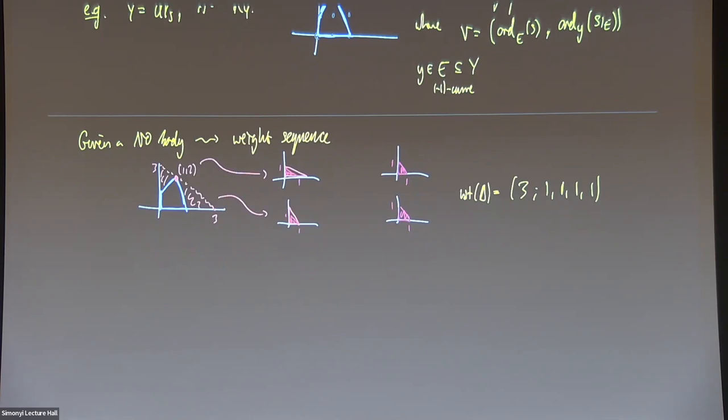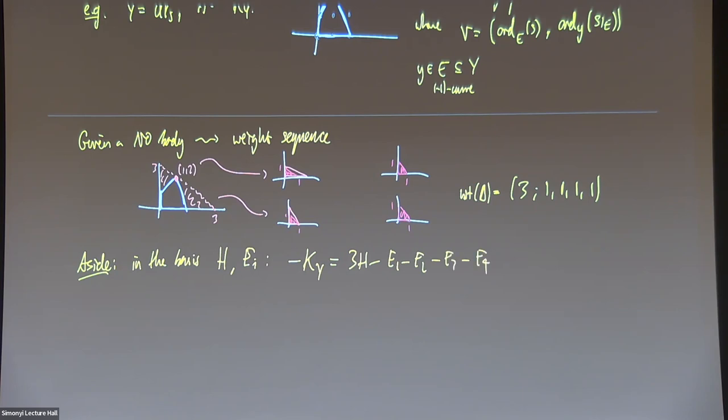Okay, let's jump ahead a little bit. This sequence is very natural if you think about the anticanonical divisor in DP5. Right. So I had, in the basis H, pullback of hyperplane class from P2, and then exceptional divisors, minus K of DP5 is 3H minus E1 minus E2 minus E3 minus E4. And there we have our 3, 1, 1, 1, 1.